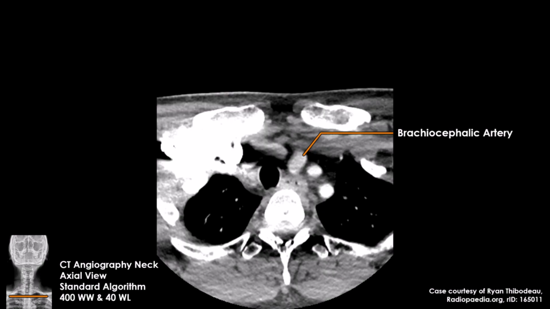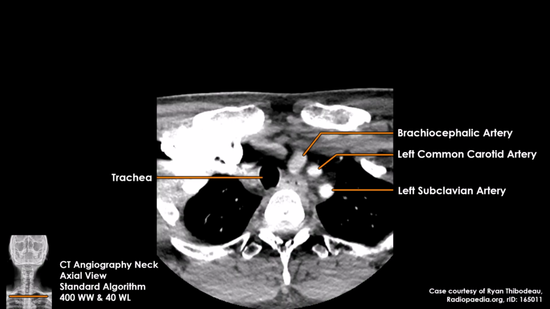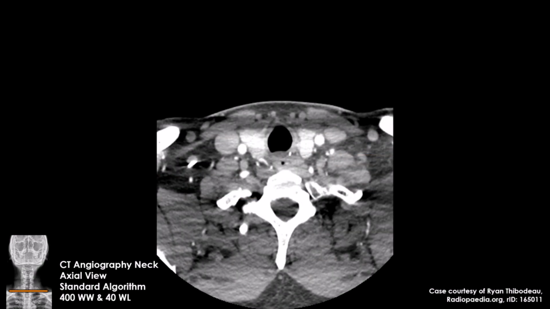The next branch of the aortic arch is the left common carotid artery. This supplies the left side of the head. The last branch of the aortic arch is the left subclavian artery. This artery supplies the left arm. We can again see the air-filled trachea, and we can also see the esophagus, moving superiorly in the axial plane.